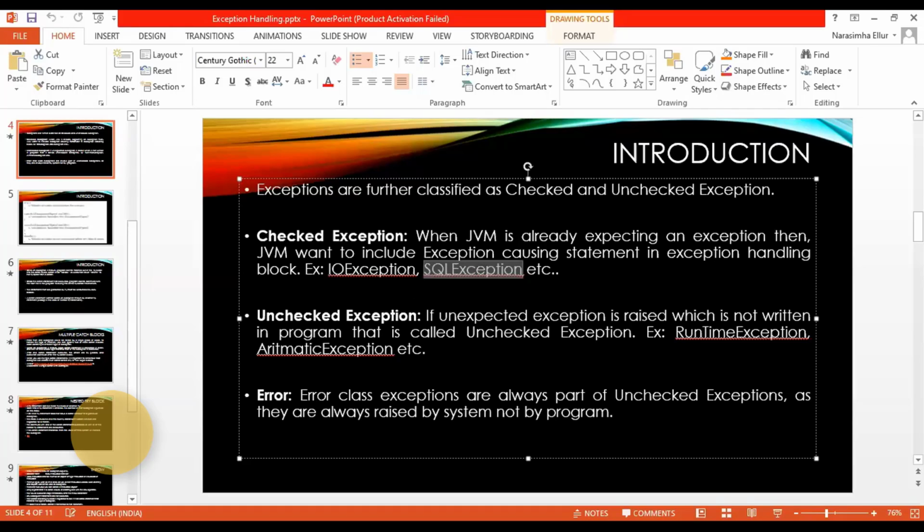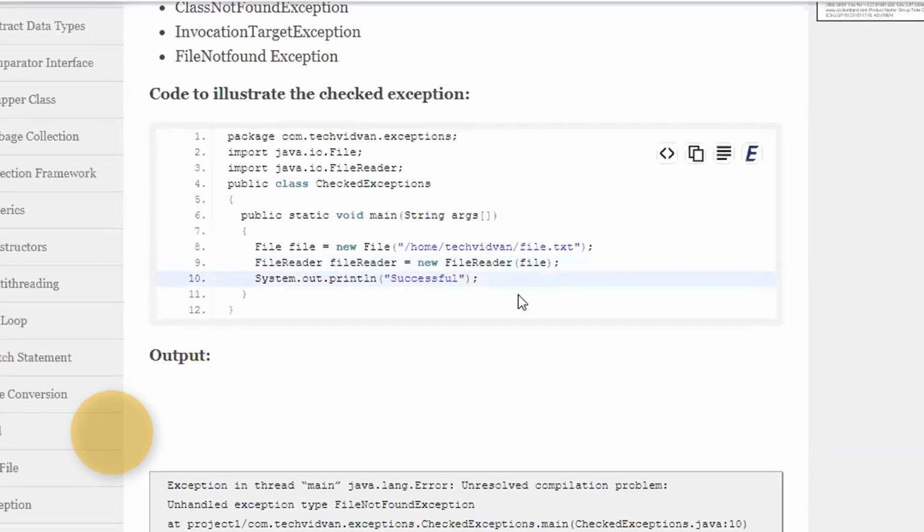Checked exception. Unchecked exception means the JVM cannot put a restriction on everything. There are a few errors, and for all those mistakes, it is not mandatory to put them in a try catch block. That is nothing but an unchecked exception. One second, I have an example here.